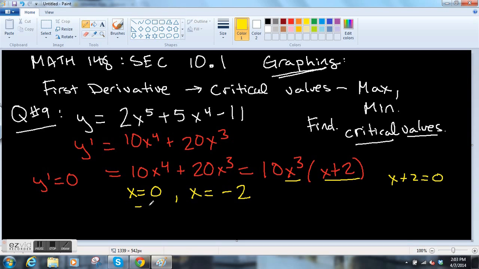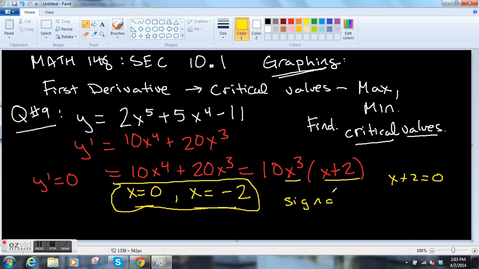So these are the critical values. That's part 1, find the critical values. There they are. Now this is just the critical x values. It's not actually the whole point, the critical point. So now we want to use our sign diagram to determine if these are maximums or minimums. I'm going to pause it and get a new page.